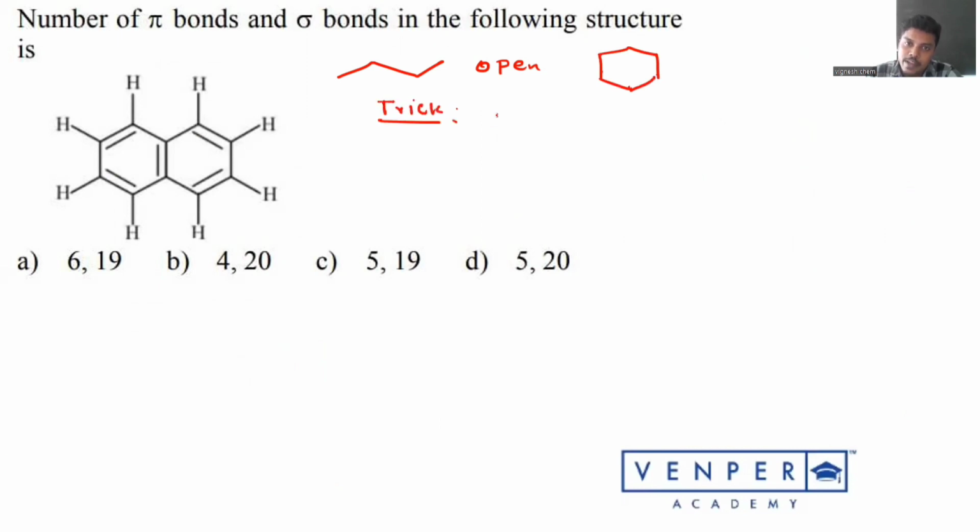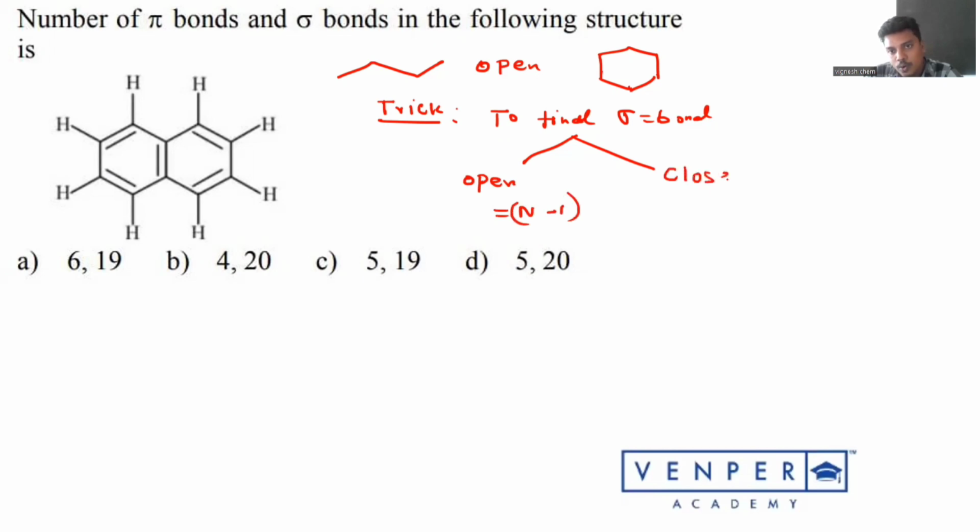To find out sigma bonds, there are two formulas. For an open system, the formula is N minus 1. For a closed system, the number of sigma bonds is equal to the N value. Now what is N? N is equal to the number of atoms. What is N? Number of atoms.